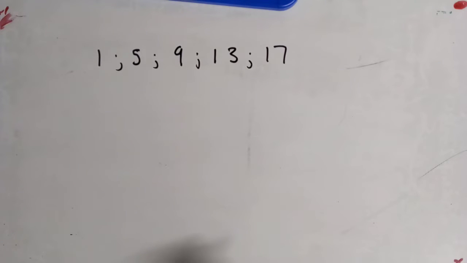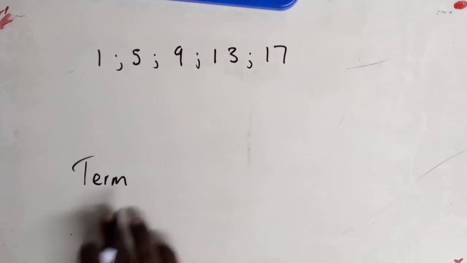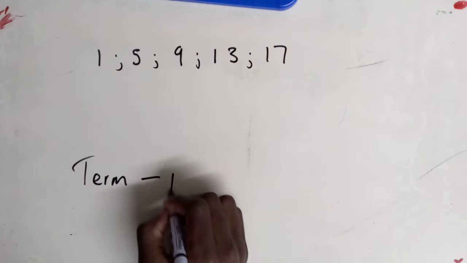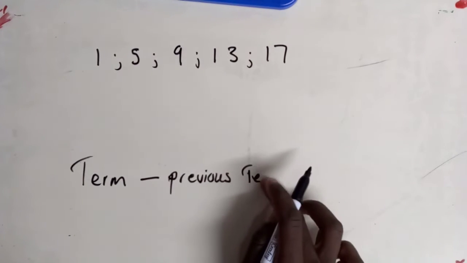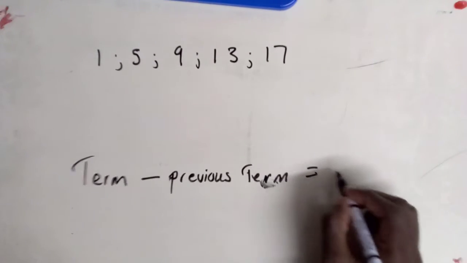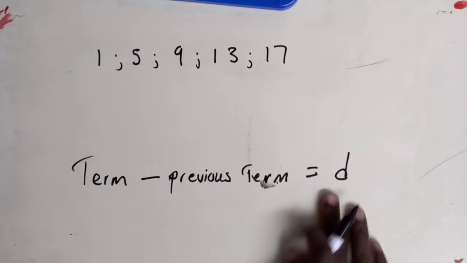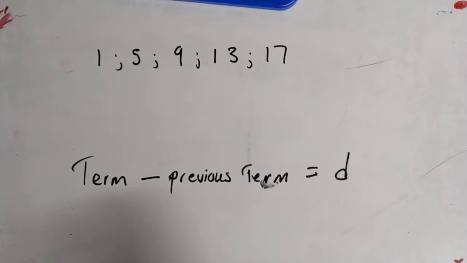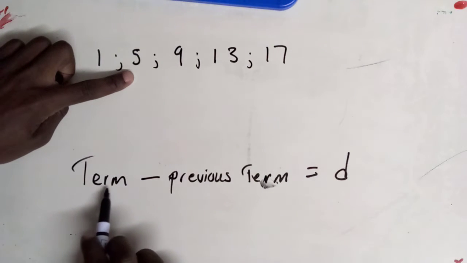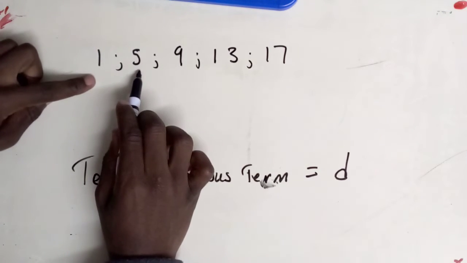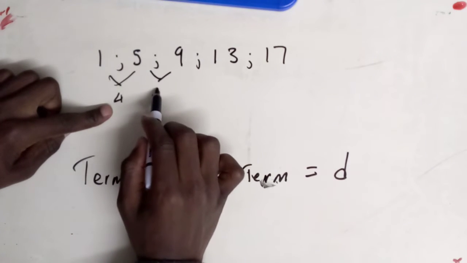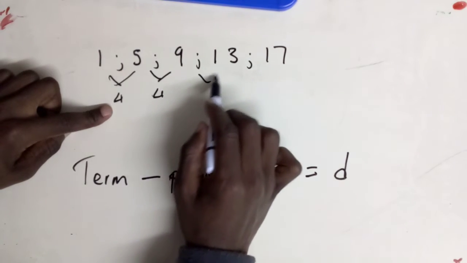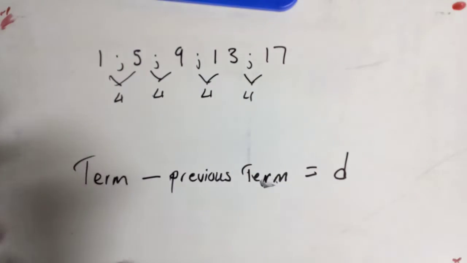Welcome again. In the last video we said we can take a particular term and subtract its previous term, and that is going to give us the difference. I'll just leave the difference as D. In other words, you take a particular term, 5 in this case, subtract, and get 4. 9 minus 5 is 4. 13 minus 9 is 4, and so on.